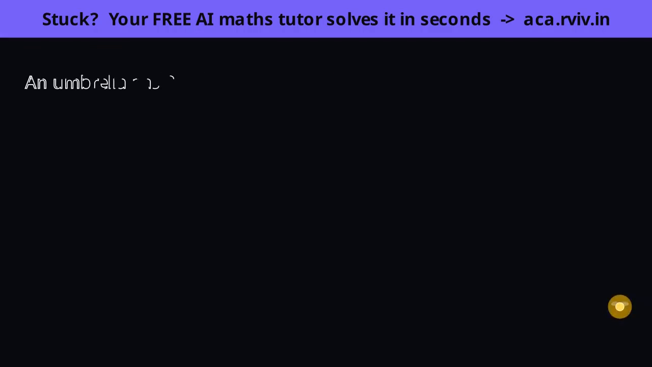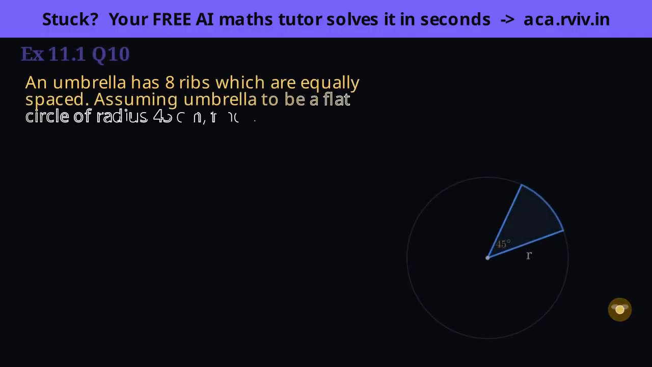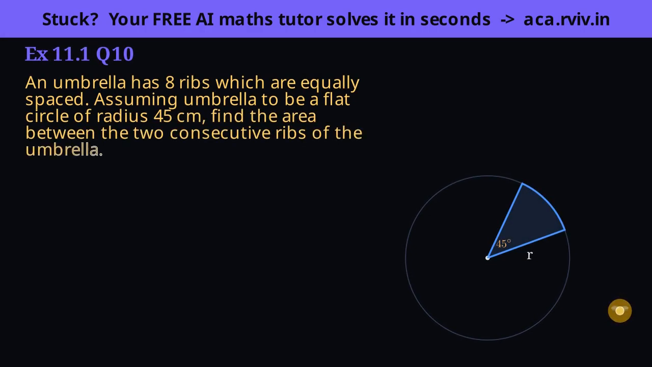The umbrella's ribs are just spokes fanning from the center, 8 of them, equally spaced, slice the circle into 8 identical sectors. So the area between 2 ribs is one of those 8s.